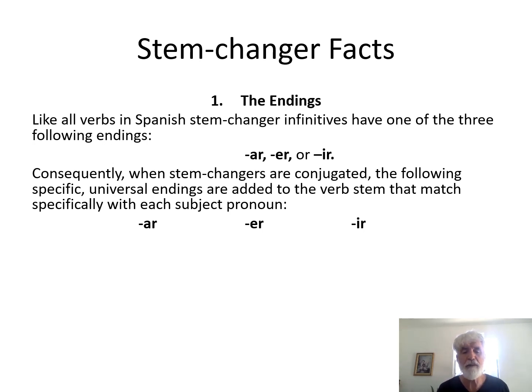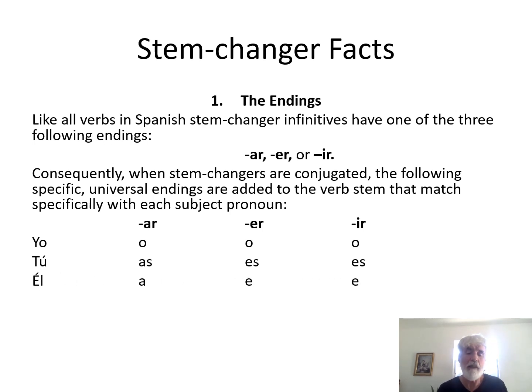This is just basic review. We learned how to conjugate AR, ER, and IR verbs and put on the endings early in the semester, but here's a quick review of them. And so we see that when the subject pronoun is yo, what do we add to the stem? What is the universal ending we add to the stem? It's an O for all categories. What about tú? What is the universal ending we add to the stem? Well, if it's an AR verb, we add an AS. If it's an ER or IR verb, we add an ES.